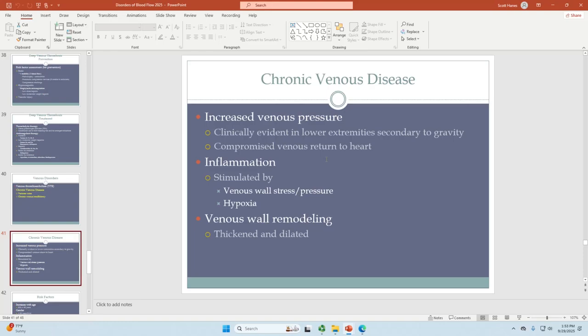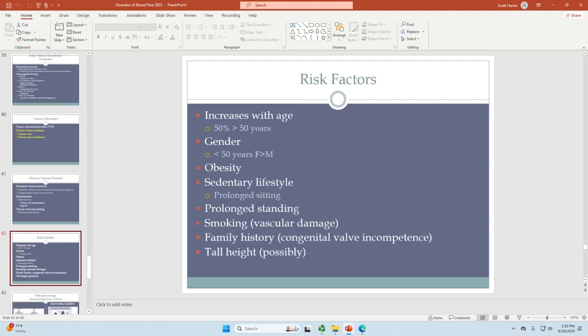Okay. That stimulates an inflammatory process. Because of that, increased stress on the vessel walls, increased pressure on the vessel walls, maybe accompanied by hypoxia as well. And then the veins will try to remodel to account for that, so they'll become thick and dilated to try and account for that increased pressure, try to combat it, if you will, but ultimately not particularly effective in the long term. Increased risk with age, might be some gender associations as well.